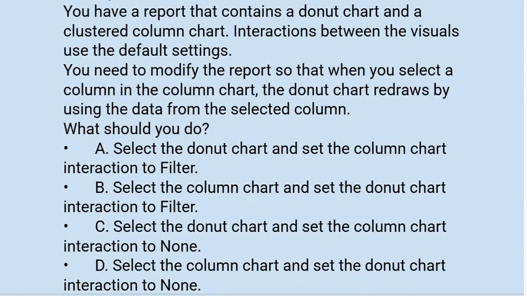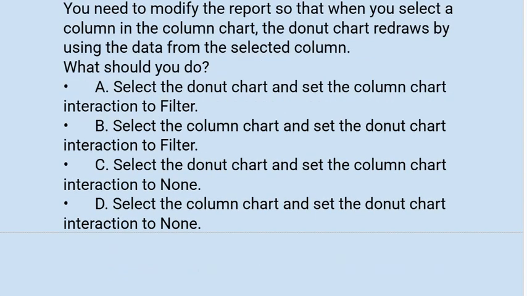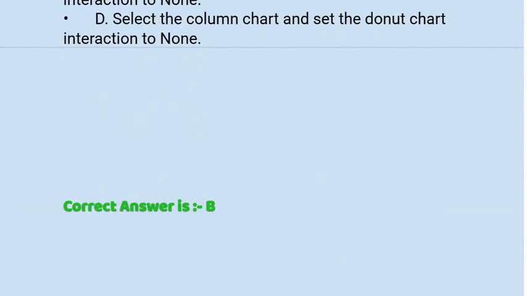Option A, select the donut chart and set the column chart interactions to filter. Option B, select the column chart and set the donut chart interaction to filter. Option C, select the donut chart and set the column chart interaction to none. Option D, select the column chart and set the donut chart interaction to none. Correct answer is option B.